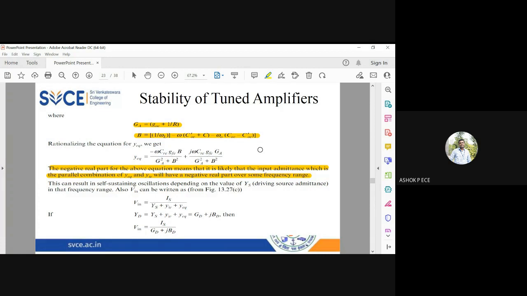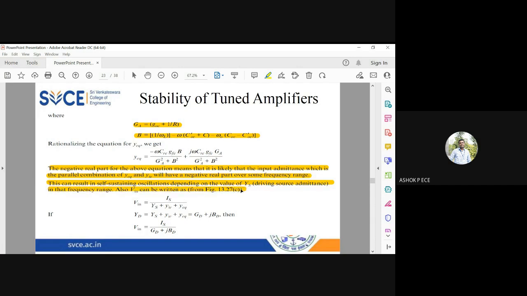We have seen in the oscillator unit, whenever there is a negative resistance present in your circuit, it starts oscillating. All oscillators need not have negative resistance, but all negative resistance devices become oscillators. So if you go by that logic, since you have a negative resistance phenomenon happening in the input admittance term, this will result in oscillations depending on what value you have in the circuit.